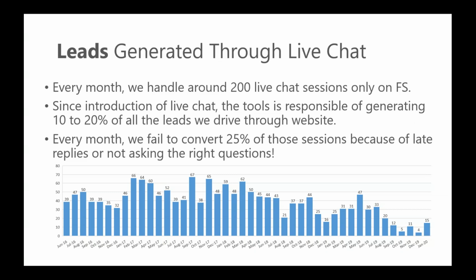And you can look at the numbers here. Like in 2017, we were generating, and some months it was 65, 67. So it looks like the average was around 50. So where are we at these days? So it's 10, 15, 5 per month.